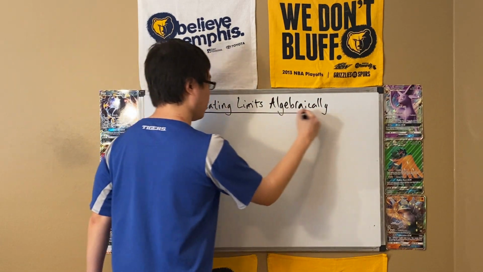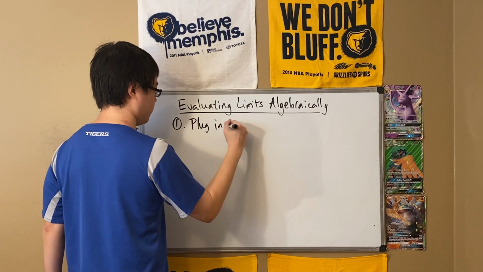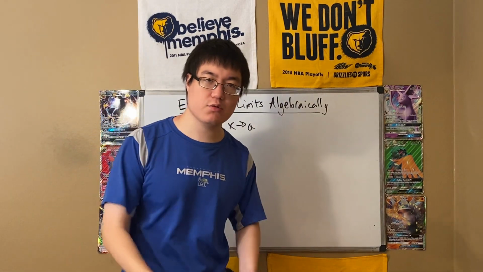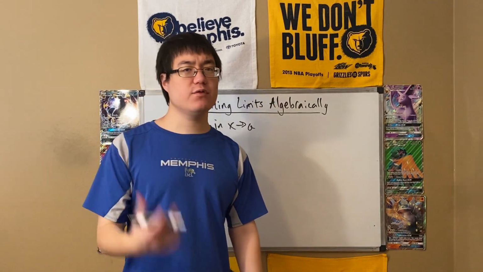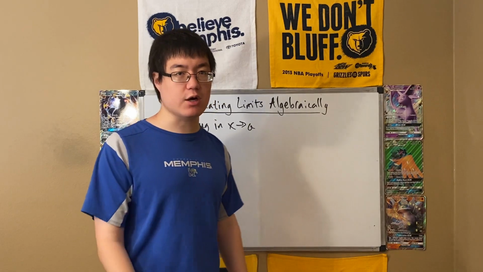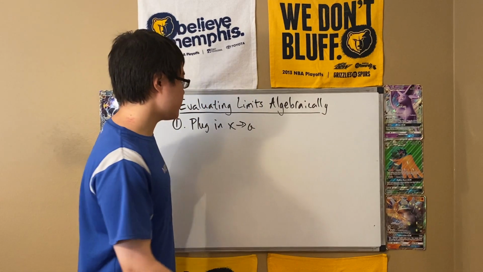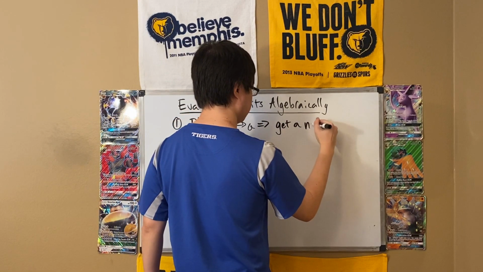So the first step is always just plug in the number that you're going towards. So plug in whatever number you're going towards, x going towards a. So if it says limit as x goes to 2, we're going to take that 2 and just plug into the function. And what's going to happen in a few cases is that you're just going to get a number like 7 or 3 or 0. And if that happens, that's the best case scenario because you're already done. So in that case, if we get a number, that will be the answer.